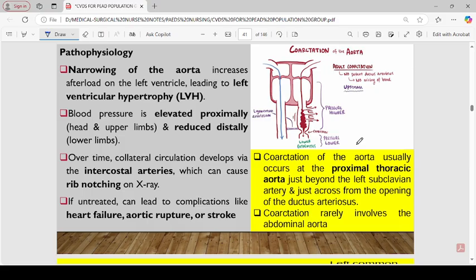So narrowing of the aorta normally increases afterload on the left ventricle, leading to left ventricular hypertrophy. Blood pressure is elevated proximally, that is in the head and the upper limbs, and reduced distally in the lower limbs. Over time, collateral circulation develops via the intercostal arteries, which can cause rib notching on an X-ray. If left untreated, coarctation of aorta can lead to complications like heart failure, aortic rupture, and stroke.